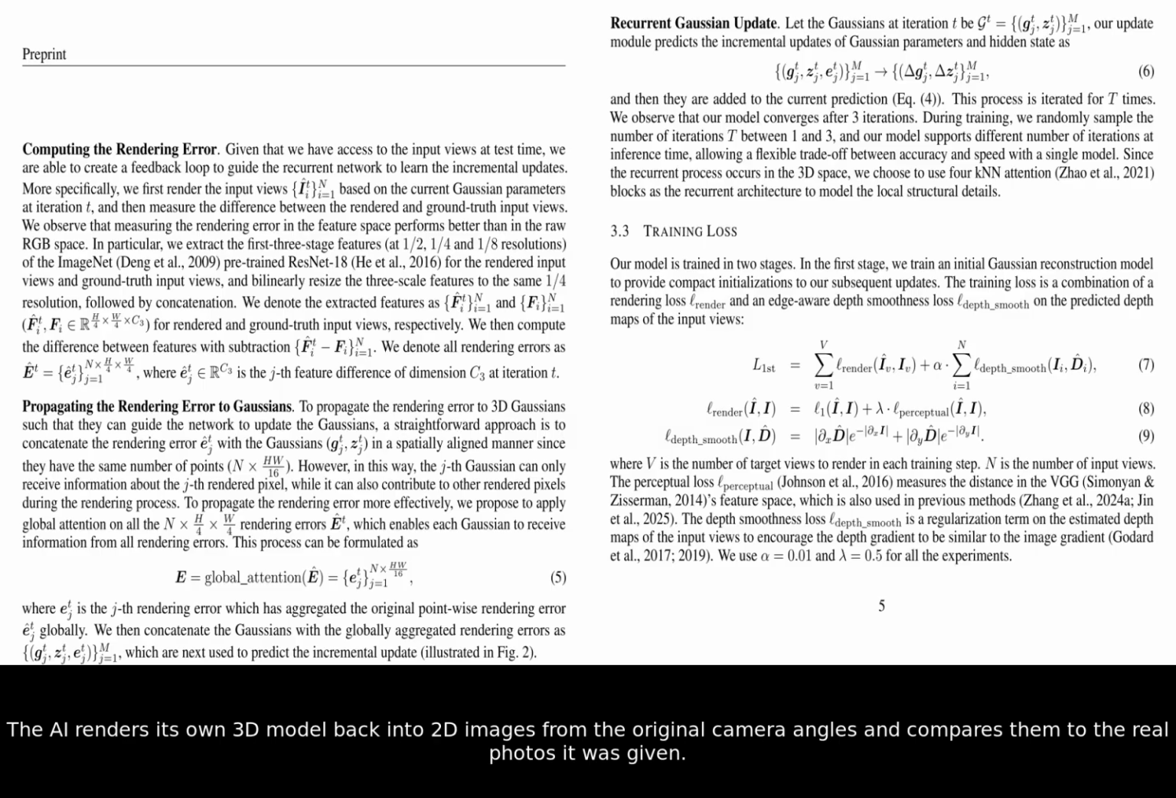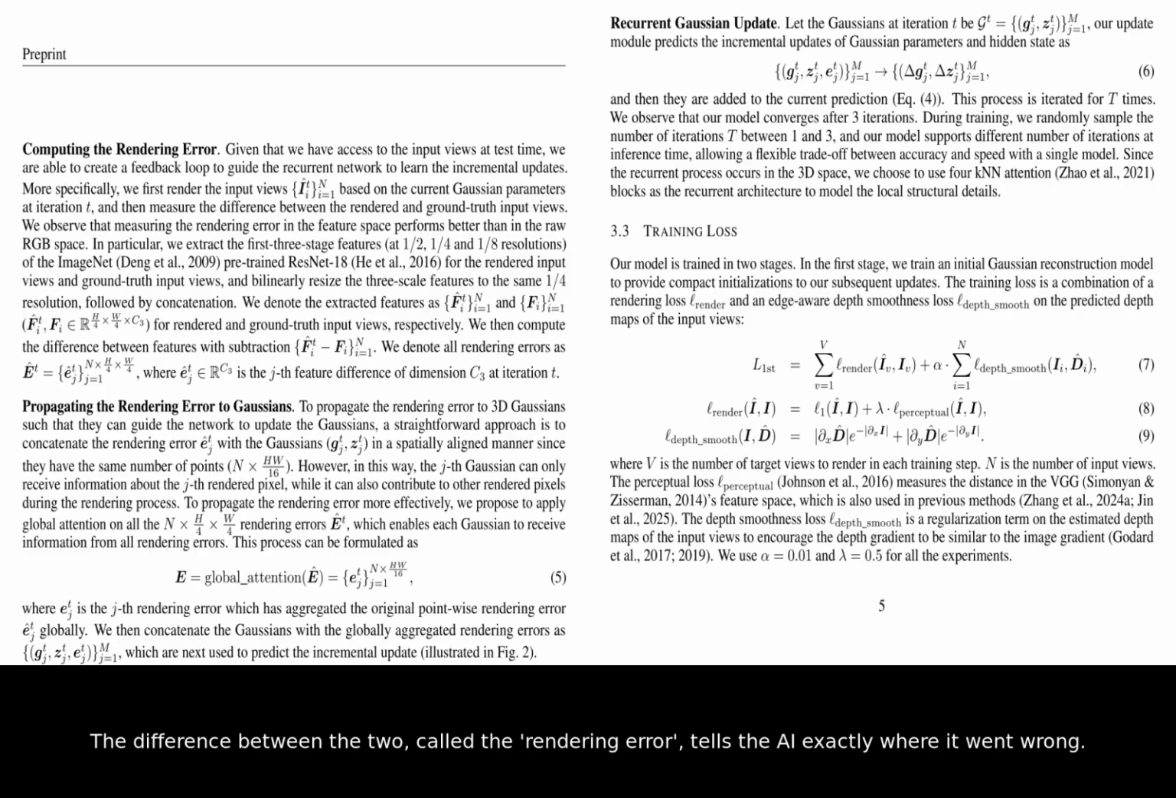The AI renders its own 3D model back into 2D images from the original camera angles and compares them to the real photos it was given. The difference between the two, called the rendering error, tells the AI exactly where it went wrong. It uses this error as a guide to adjust the position, color, and shape of its 3D blobs. It repeats this refinement process a few times, and with each loop, the 3D model gets significantly more accurate.